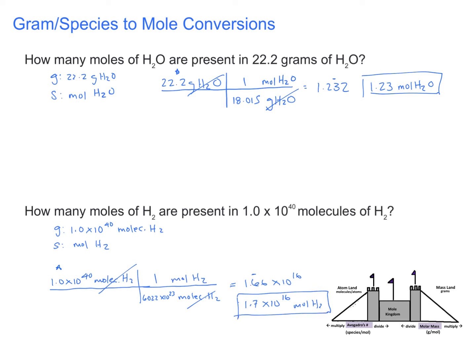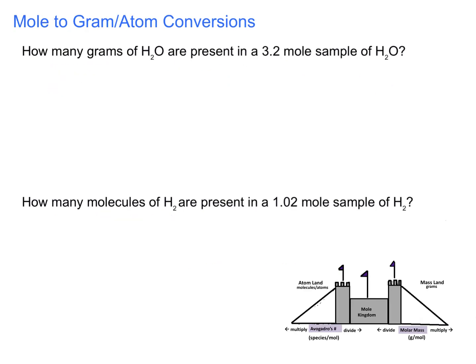So when you are approaching these, you want to write out your given, your solve for, set up your dimensional analysis problem, analyze your significant figures, and then of course do your unit analysis so that you get the correct final answer. So now that we're accustomed to utilizing the mole kingdom, let's go ahead and apply it to the reverse process. In these problems, we're going to be taking our mole values and either going to mass land or atom land.